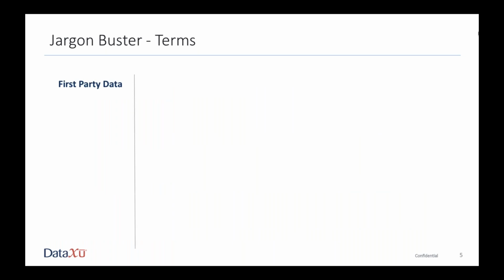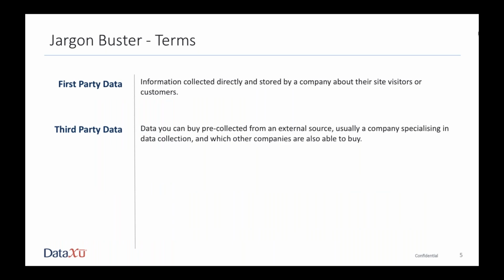Just to continue this onto one more slide. First party data. This is data that you own as a brand that you have collected on your consumers. Third party data. This is data sold by companies that have been collected on consumers, and you would buy this data as a brand.